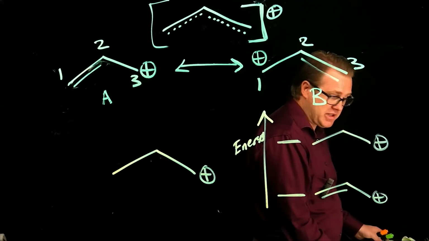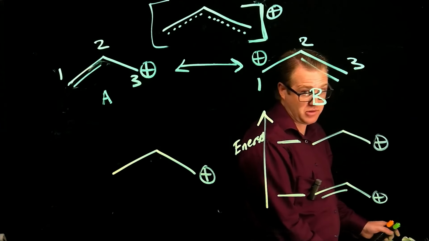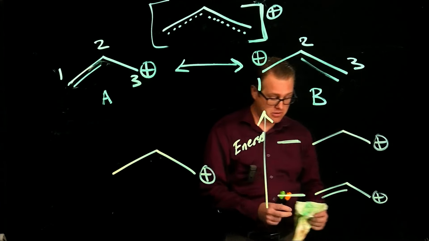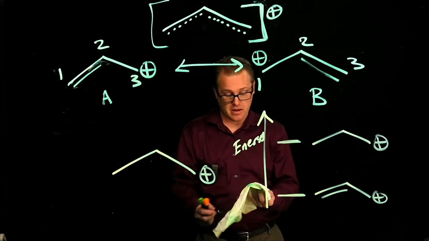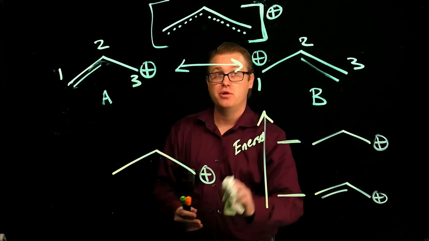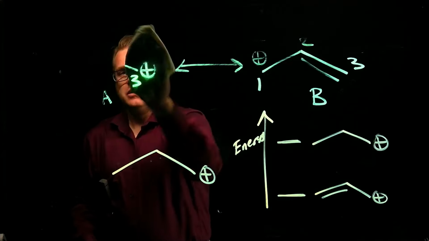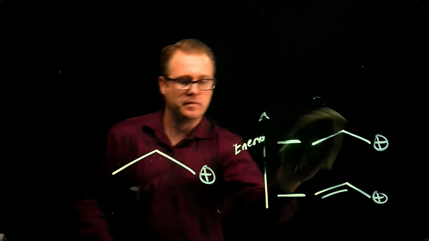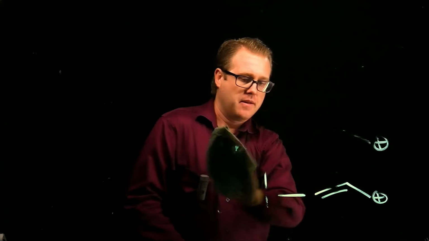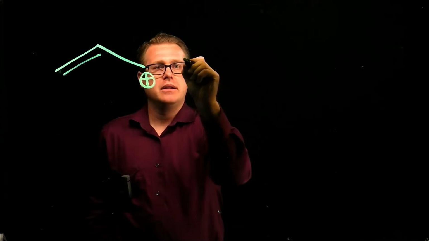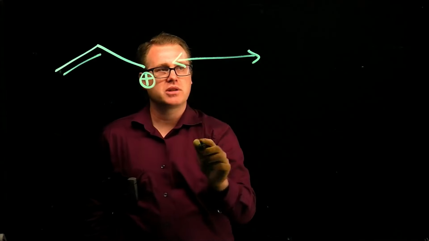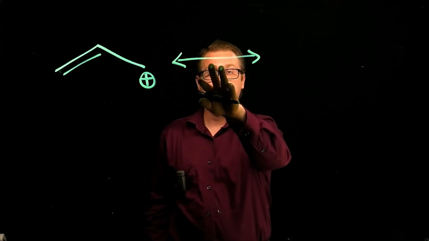Now, in organic chemistry, arrows mean different things, and they're very, very important. You cannot mix up the arrows. So let's look at the allyl again. All right. Now, remember what this arrow is called? The double-headed arrow? That's called a resonance arrow.